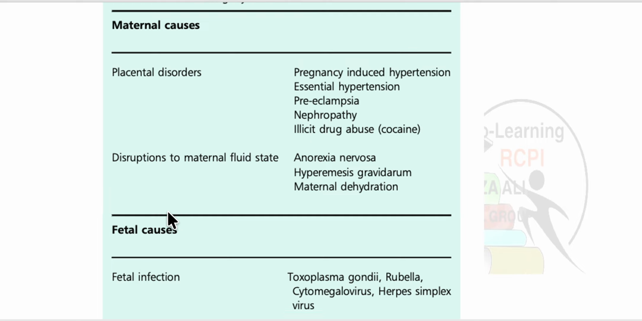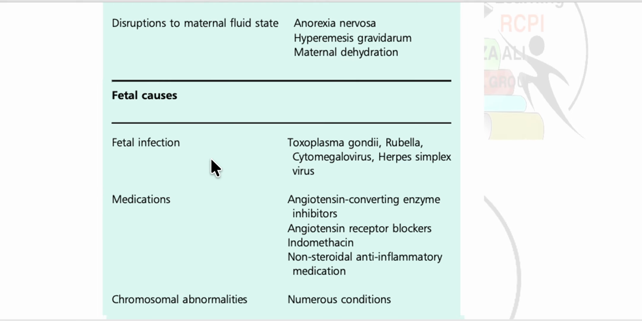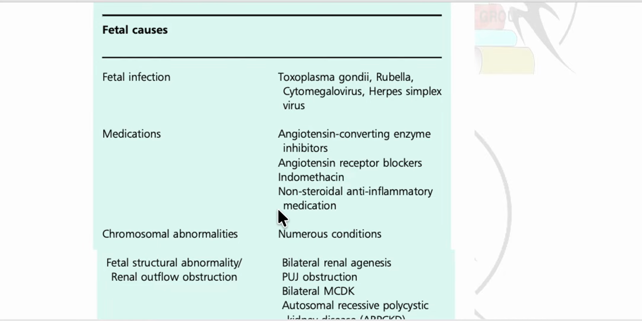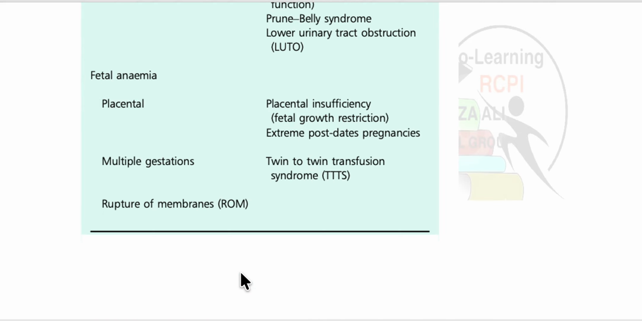If we consider the fetal causes: fetal infection like TORCH, then medication, like angiotensin converting enzyme inhibitors, or she is taking non-steroidal anti-inflammatory medication. This is one of the causes of oligohydramnios. And chromosomal abnormalities, she can have fetal structural abnormalities. There is a big list.